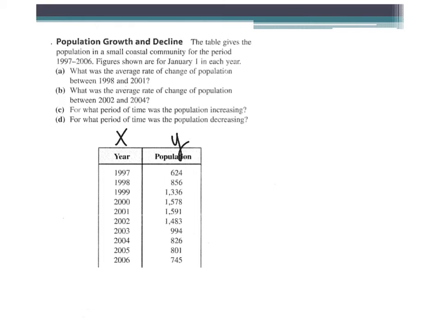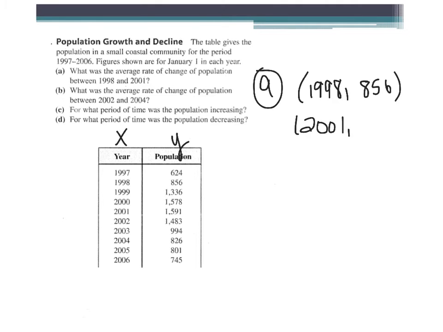So they want to know the average rate of change for letter A, between 1998 and 2001. So in the year 1998, watch, I'm going to write 1998. That's my x value. What was the y value in 1998? 856. Perfect. And then my other one is 2001. So in 2001, what was the y value? 1591. There's your x. There's your y. Correct? You guys with me?